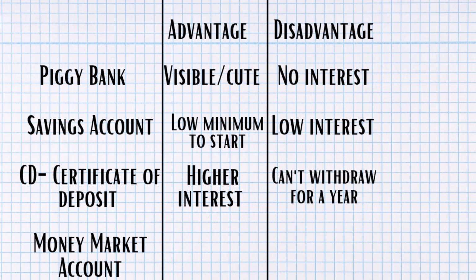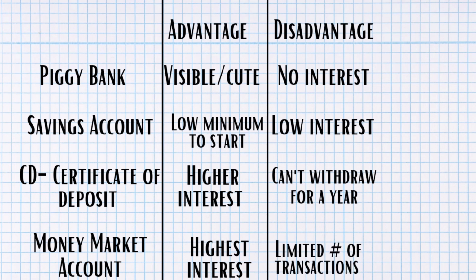And a disadvantage would be that you can't withdraw it for a year. If you do, there's some penalties and you lose some of your money. So that's not so good. And then for a money market account, a good advantage would be that it's got the highest interest of any of the savings accounts. So it's going to be growing the most. And a disadvantage is that there's a limited number of transactions. But that may not bother you that much, but for some people it may.